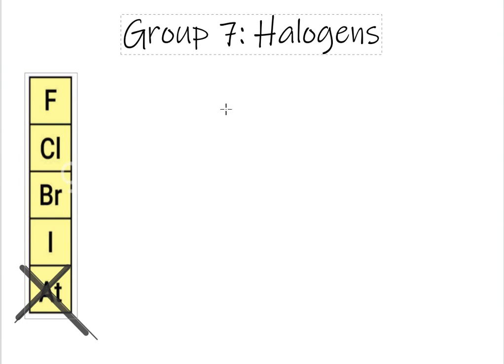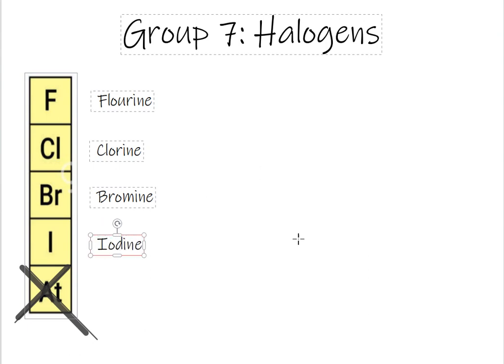So this is fluorine. This is chlorine. This is bromine. And this is iodine. Yes, so these are all the 4 elements we are going to be covering today.